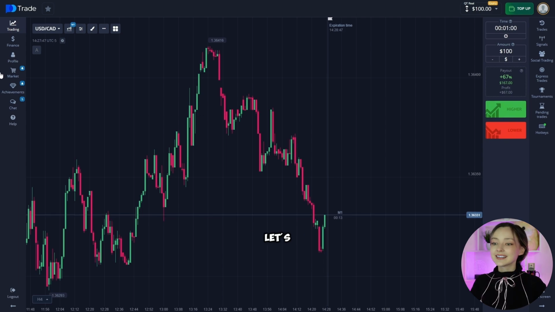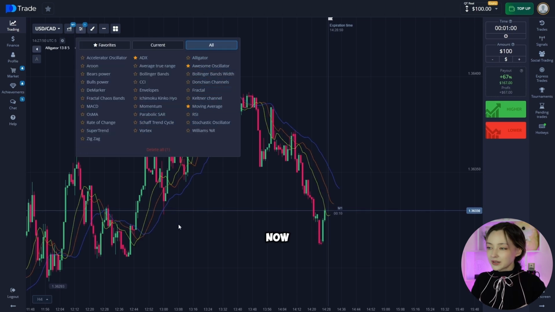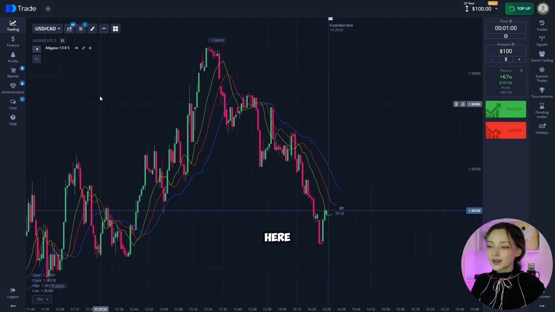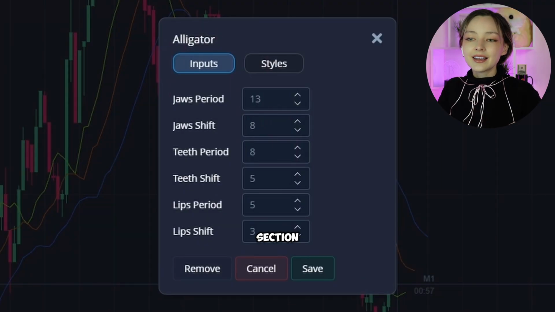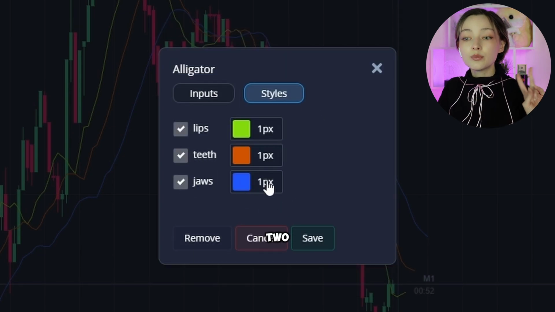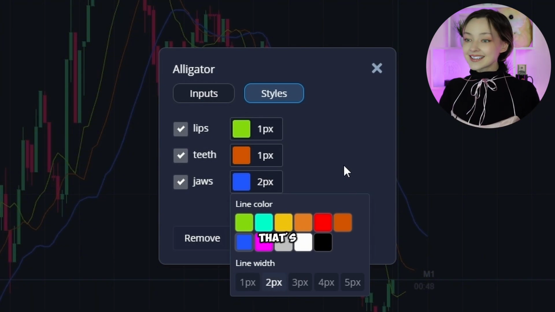For starters, let's add one indicator. It's called Alligator. Now let's set it properly. Basically, we're clicking right here, go into the style section. Now we want to add an extra pixel to the blue line so that it can be 2 pixels bold. Click and save, and that's it.